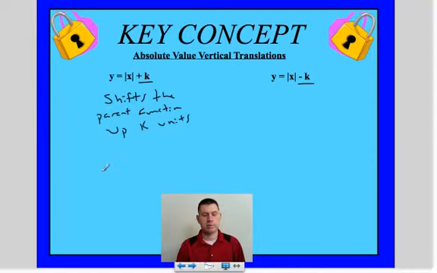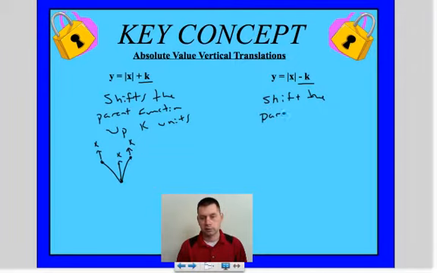All we have to do is take that parent function, that V, and move it up k units for every point. Just a quick visualization of it: we're just moving everything up. Now if it's minus k, what do you think is going to happen? If you thought it's going to shift the parent function down, then you would be absolutely correct. It's going to shift the parent function down k units.